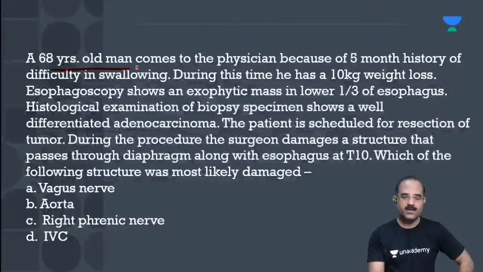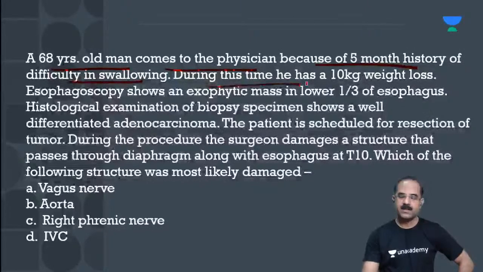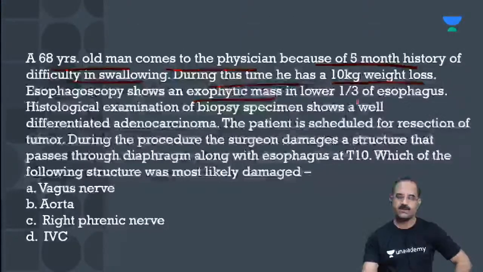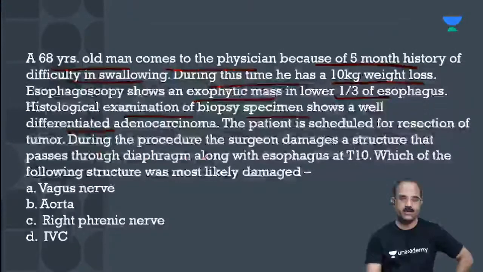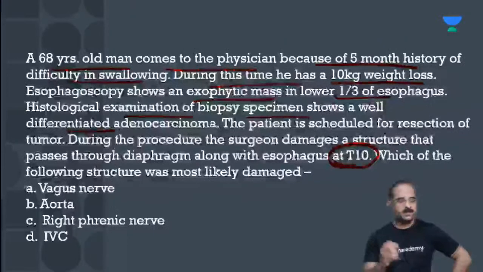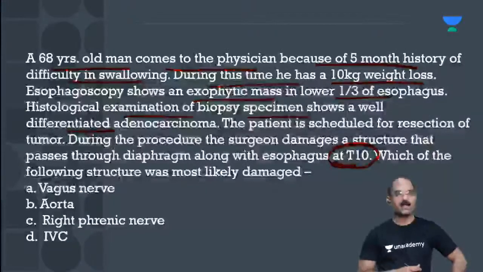An 8-year-old comes to the physician because of a 5-month history of difficulty in swallowing. During this time, he has a 10 kg weight loss. Esophagoscopy shows an esophageal mass in the lower 1/3 of the esophagus. Histological examination of the biopsy specimen reveals a well-differentiated adenocarcinoma. The patient is scheduled for resection of the tumor. During the procedure, the surgeon damages a structure that passes through the diaphragm along with the esophagus at T10. So what passes along with the esophagus?